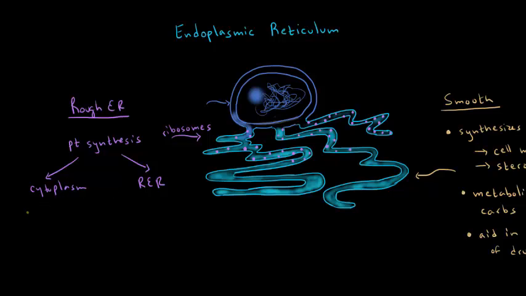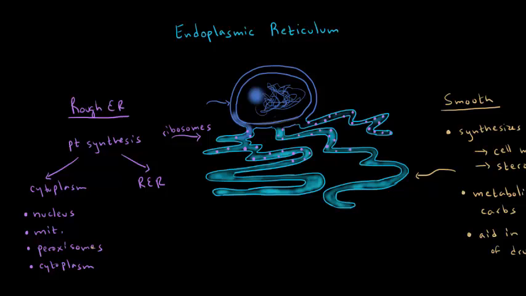So proteins that are synthesized in the cytoplasm will end up in a number of places. They might end up in the nucleus. They might end up in mitochondria, which I'm just going to abbreviate like that. They might end up in peroxisomes. Or they might just stay in the cytoplasm. Maybe that's where they belong.